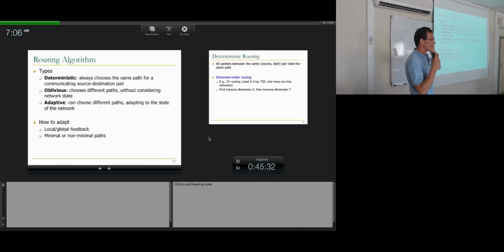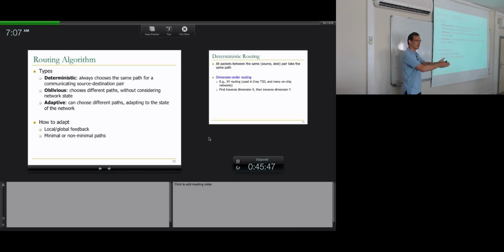There are three types of routing algorithms in general. One is deterministic. This always chooses the same path for a communicating source-destination pair. If your source and destination are the same, you always go through the same path. XY routing that I described earlier is deterministic, right?